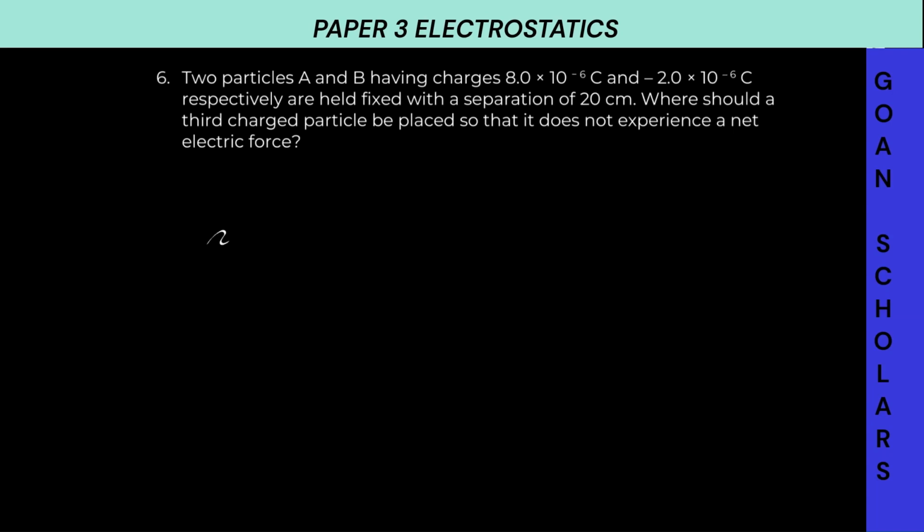Let me draw a rough diagram. Here we will put our first charge at point A, and this is another one at B. The separation between A and B is given as 20 centimeter. We have to place the third charge somewhere at C, at a distance of x centimeter from B. So the separation between A and B is 20 centimeter and the separation between B and C is x centimeter. All of them are in centimeters.